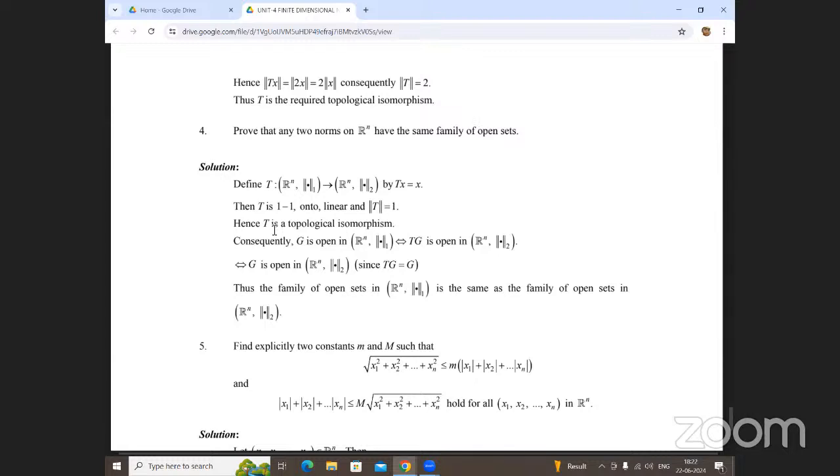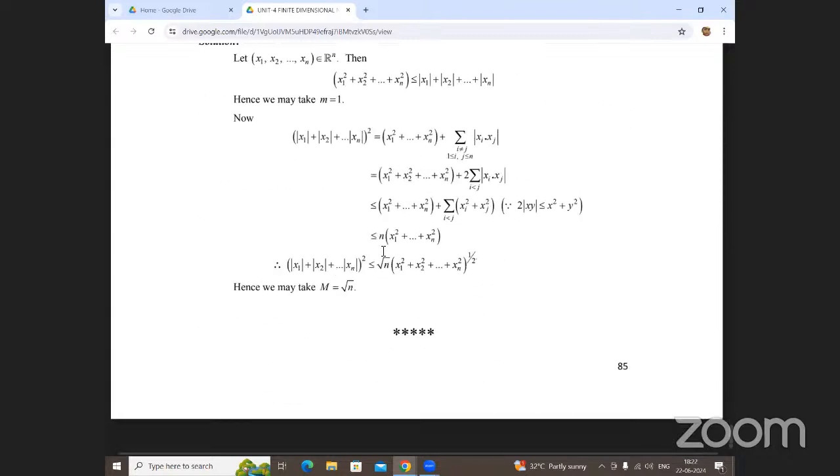So that's why, given the transformation under the two norms, that is called a topological isomorphism. And consequently, given that capital G is open, under the relation TG is also open under norm 1 and norm 2. So both norms are reflected here. Given that capital G is open, the norms on the n tuples of real numbers have the same family of open sets. That is the simple proof.